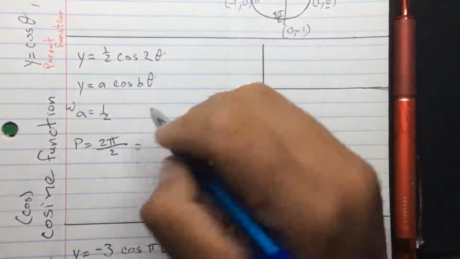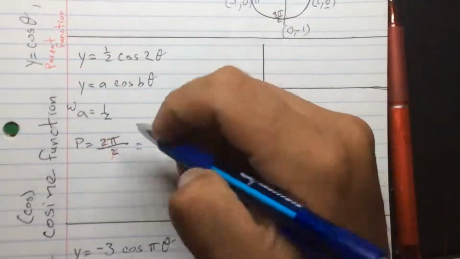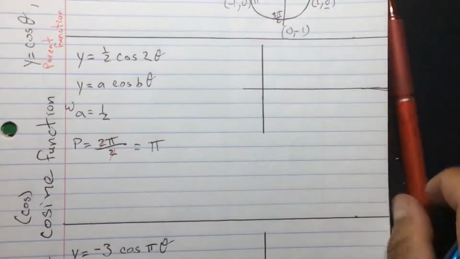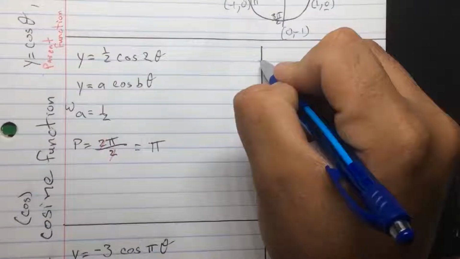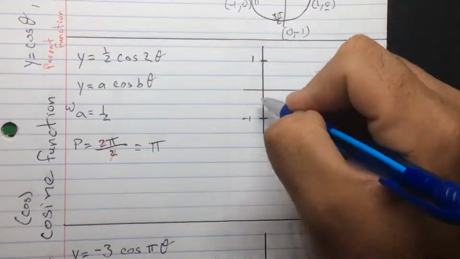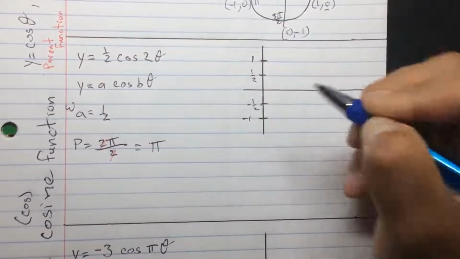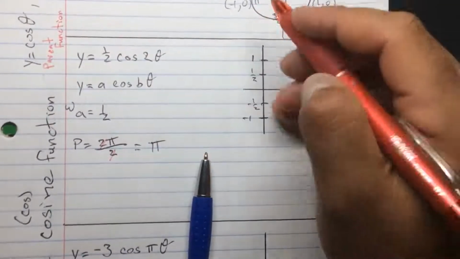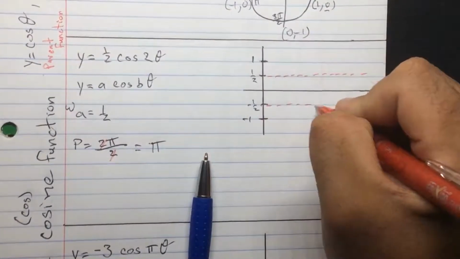We don't really need to do anything else because we already see that 2 divided by 2 is 1, leaving us just with a period of pi, which is awesome. So we can go ahead and label our amplitude here. Let's just say this is at 1, this is at -1. That means our graph is going to be at 1/2 and at -1/2 here. So we can go ahead and draw our line here to show that it's not going to be as big.